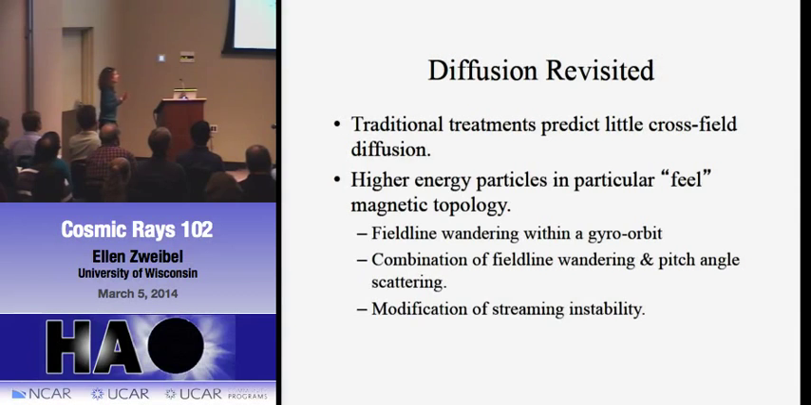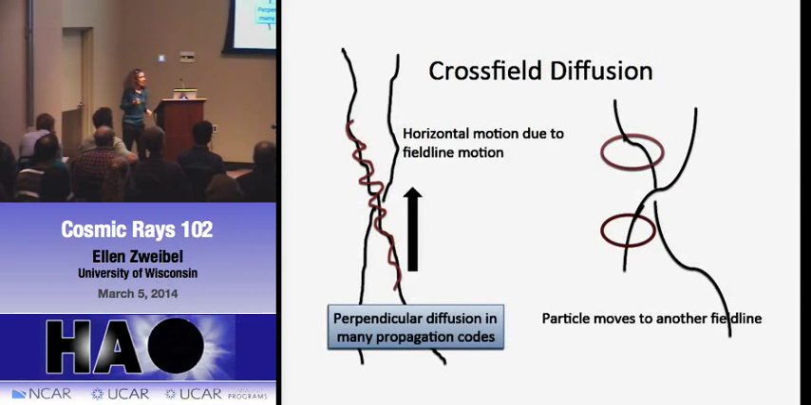So I want to switch now and go into a little depth about diffusion and propagation. And what I specifically want to talk about is how particles cross magnetic fields. And this is motivated by a couple of things which have not yet been addressed in propagation theory. So in everything I've said so far, we've kind of split the magnetic field into a perfectly uniform part and then tiny scale structures superimposed on it, which provide scattering. But in reality, magnetic fields have structure on all scales. And so we're going to look at what happens when the field lines wander within a gyro orbit, when particles are scattered as well as subject to field line wandering. And this we're not going to get to, but it's an important future application.